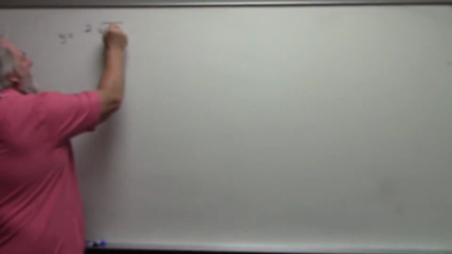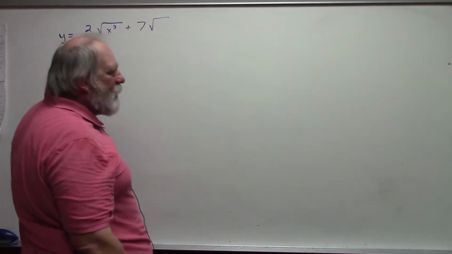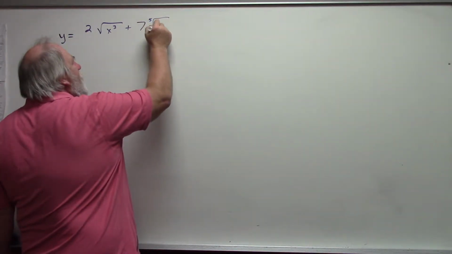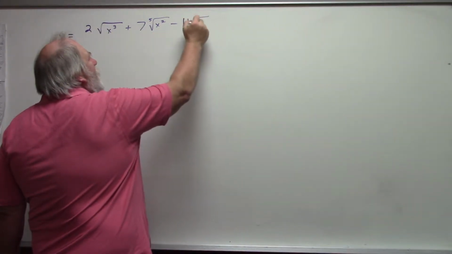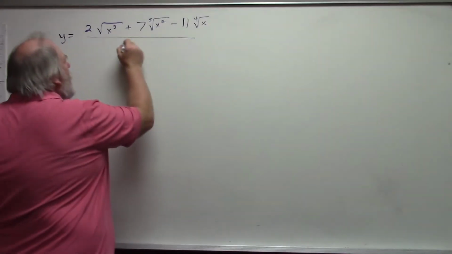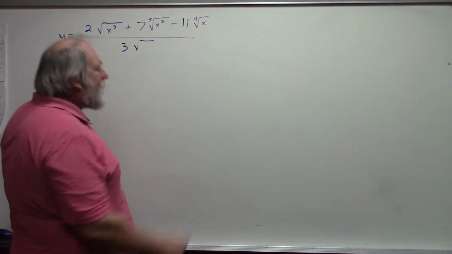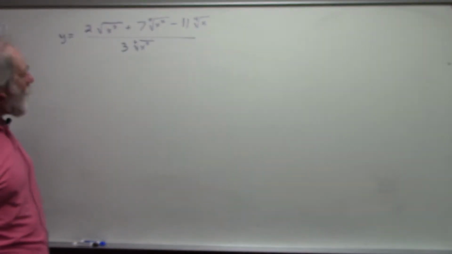So, let's suppose that I start off with y equals 2 times the square root of x cubed plus 7 times the fifth root of x squared minus 11 times the fourth root of x, all divided by 3 times the sixth root of x to the fifth. Now you might say this does not represent a power function, and you'd be correct.